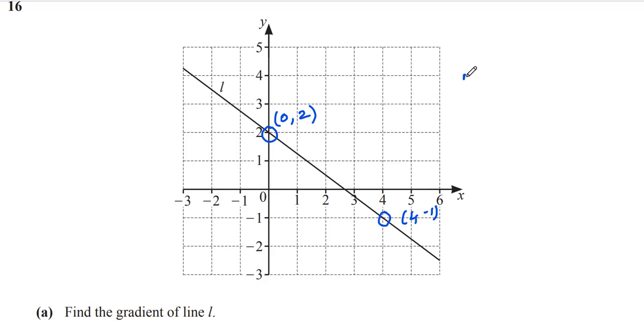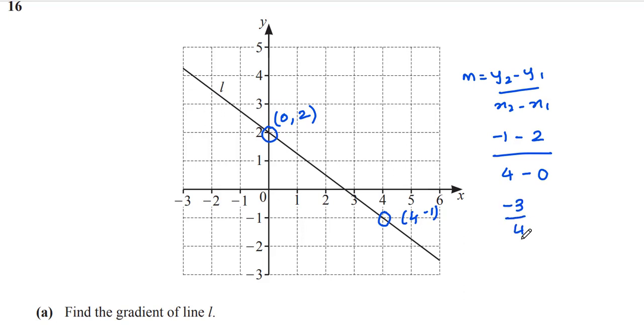Now, how will you find gradient? m equal to (y2 minus y1) by (x2 minus x1). So, what is y2? (-1 minus 2) by (4 minus 0). So, that is -3 by 4. So, the gradient of the line m equal to -3 by 4.